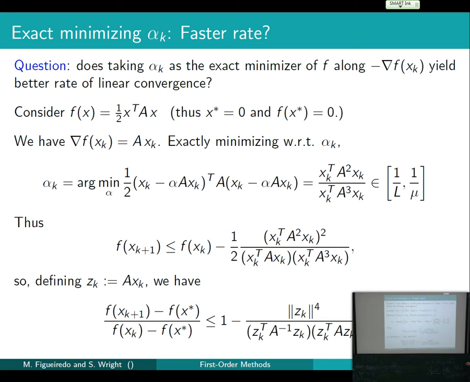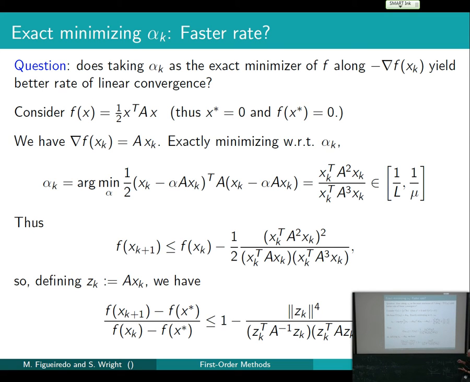Can I do better if I choose alpha k exactly? That is, every time I do a search, I pick the alpha k that actually minimizes f along the search direction. Well, we can do an analysis for just the case where f is quadratic that shows that, no, we can't necessarily do better by doing the exact line search. And I've done the analysis here. I don't think I want to go through it in too much detail.